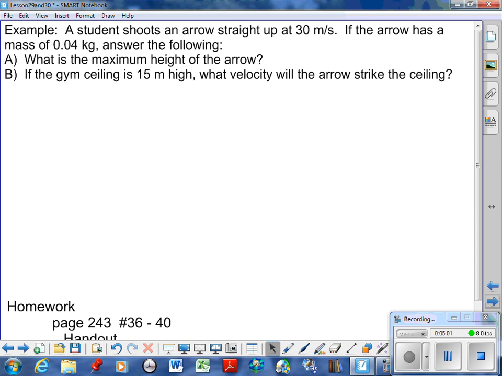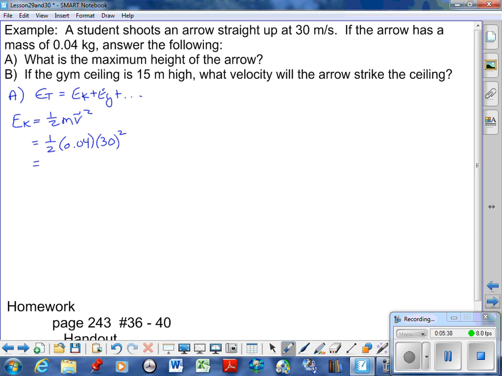The arrow has a mass of 0.04 kilograms. Answer the following. What's the maximum height of the arrow? So remember that total energy, ET equals EK plus EG plus etc. We can figure out how much energy was given to the arrow at the start. So that's all kinetic energy when it's on the ground. Okay, so 1/2 mv squared. So 1/2, the arrow was 0.04 kilograms, and it was given 30 meters per second from its velocity.